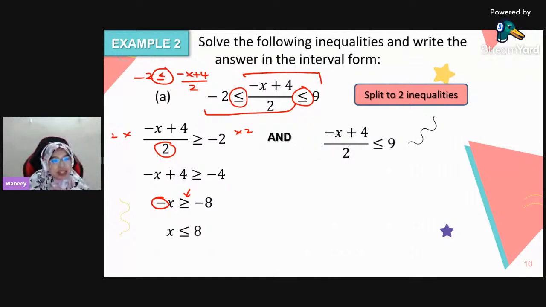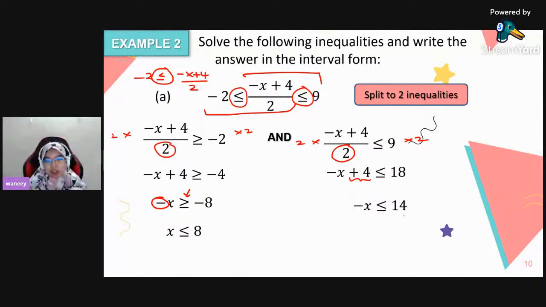Okay, so similar idea, we actually have 2 in our denominator. So I'm going to multiply by 2. But of course, 2 is simply a positive number, so we don't have to flip the sign. So negative x plus 4 less than or equal to 18. And then, of course, I need to get rid of the positive 4, so we are going to subtract 4 on both sides. Subtract 4, don't have to change the inequality sign. So negative x is simply less than or equal to 14.